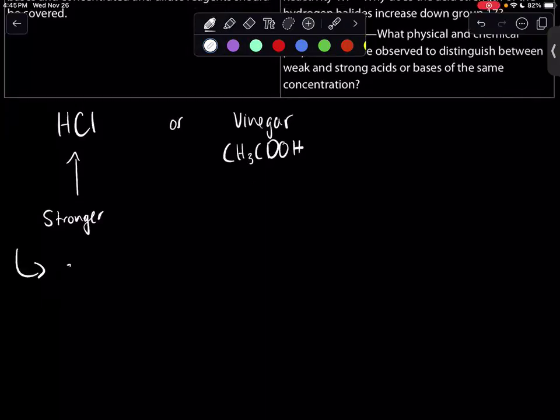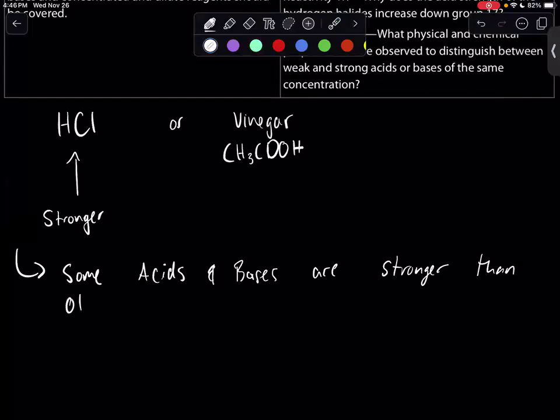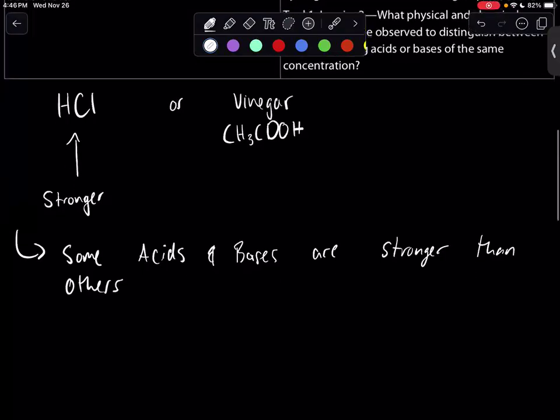Some acids, I'll write that one down, and bases are stronger than others. But what makes this true? Why do they have different pHs or more extreme ones? Well, it turns out that the big thing is that acids and bases dissociate in different amounts.